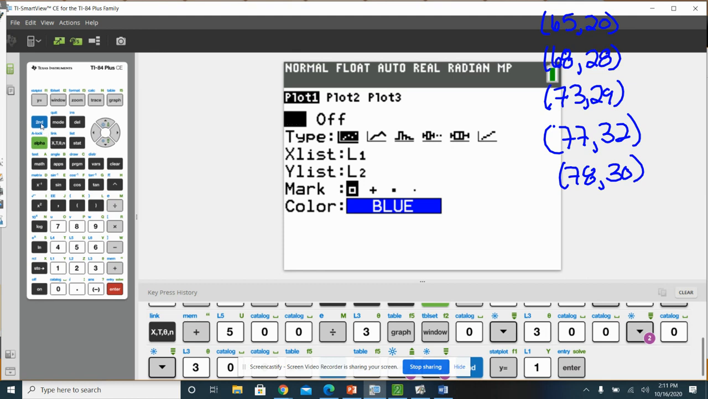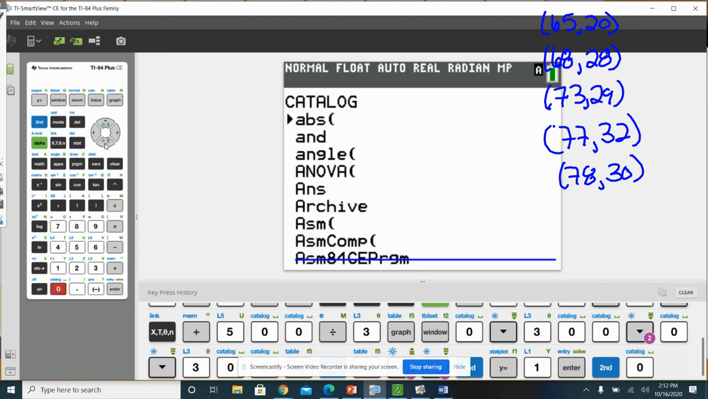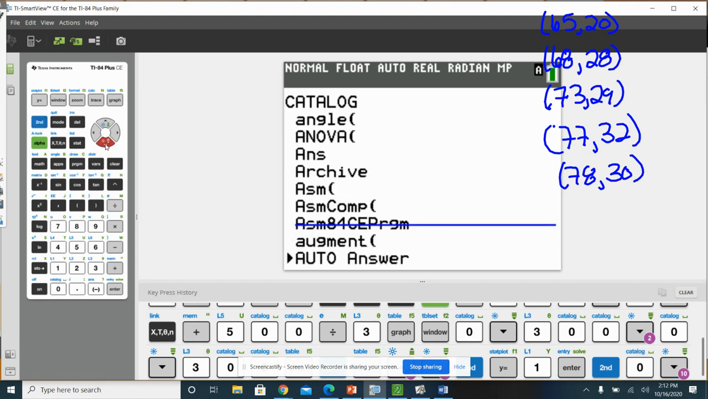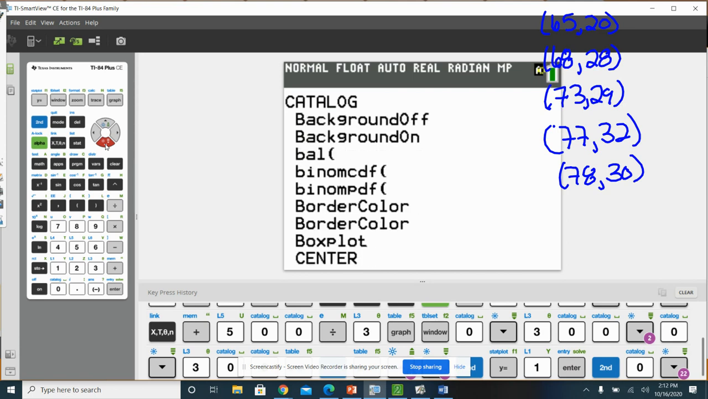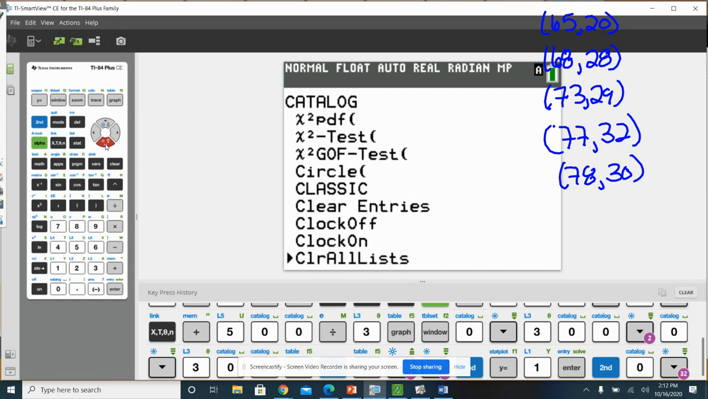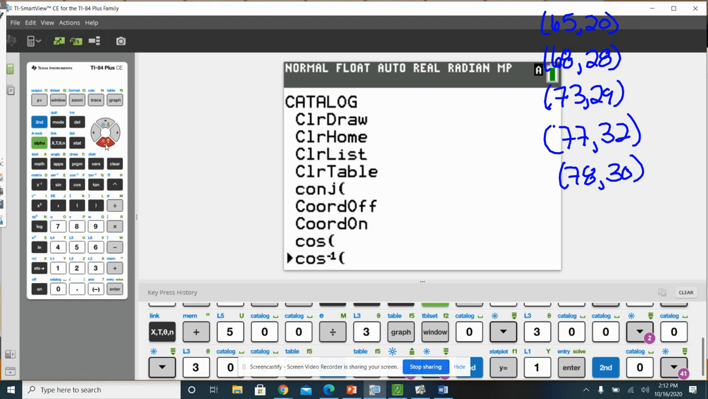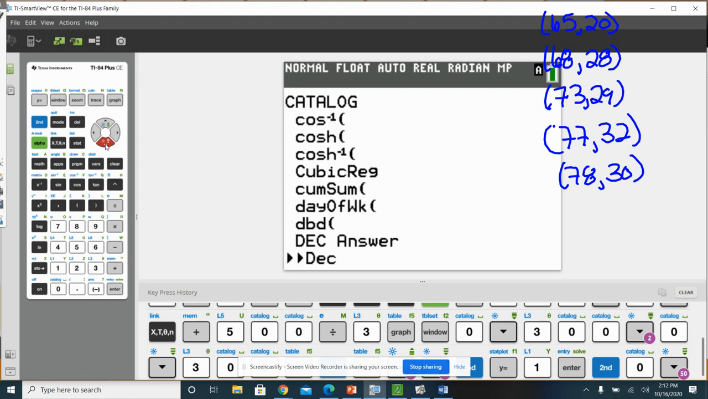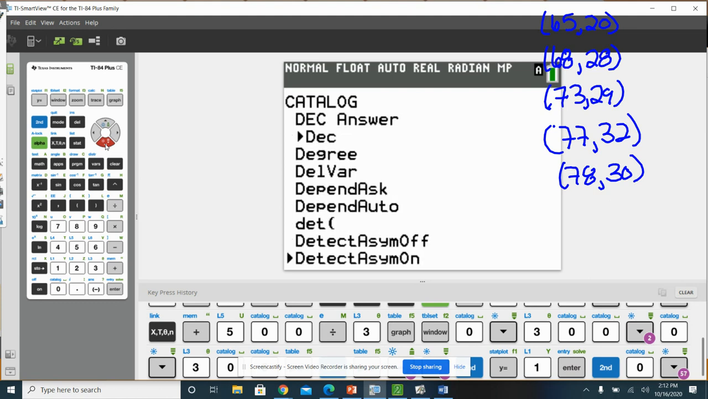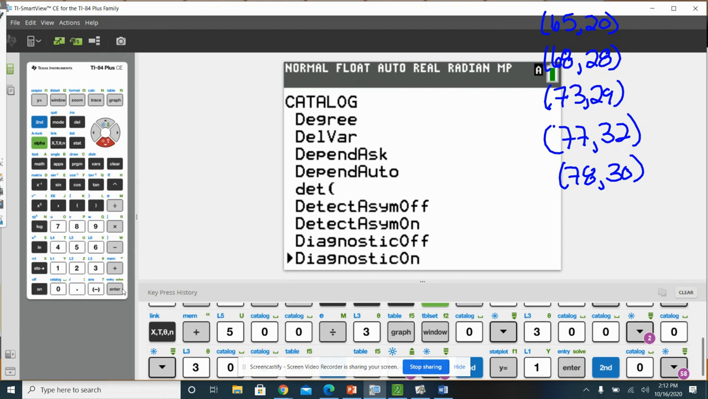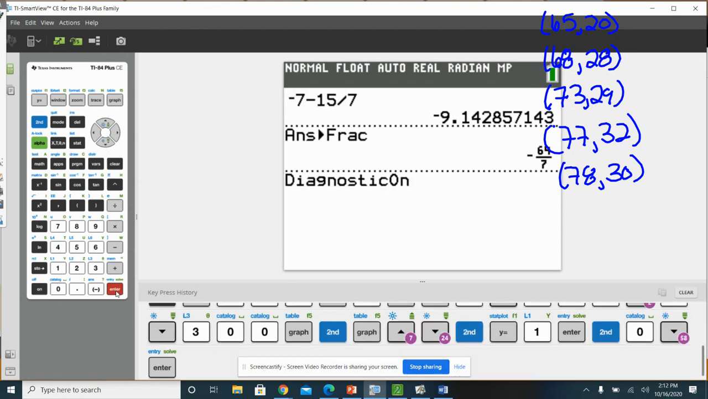The next thing we're going to do is something you'll never have to do again. And that will be second 0, which is catalog. And we're going to scroll down until we get to a command that says diagnostic on. We're going to turn our diagnostic tool on our calculator. It defaults to off for some reason. And this is going to give us a little bit of information that will help tell us if our line is any good or not. So then just hit enter and it will say done.